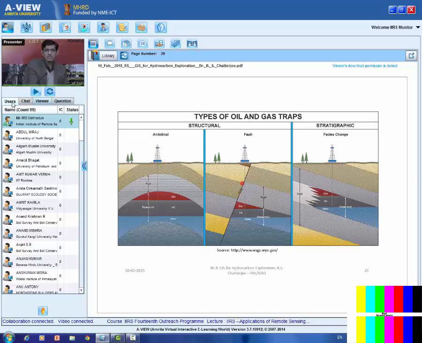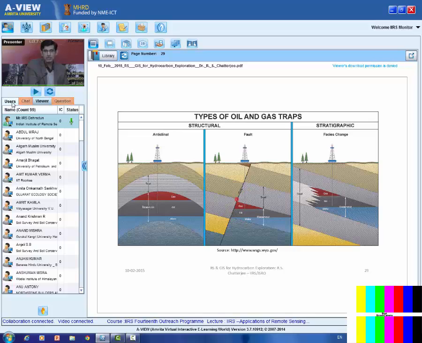But in this case, the capping has taken place by faulting, because this rock is here, and these are the reservoir rock where this oil and gas has been accumulated. So now on this side, this oil and gas has gone out. This could not be sealed because of the geometry of the beds, but here the bed is dipping towards this, so oil and gas, because they are lighter, are accumulated here.